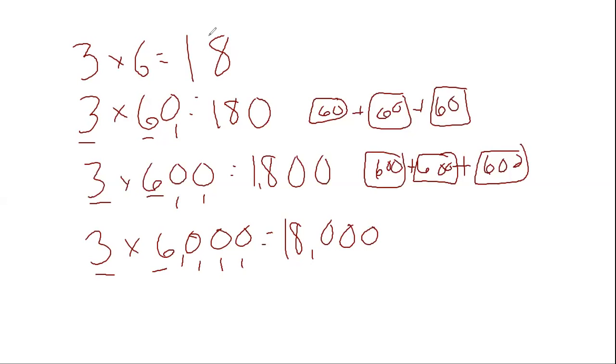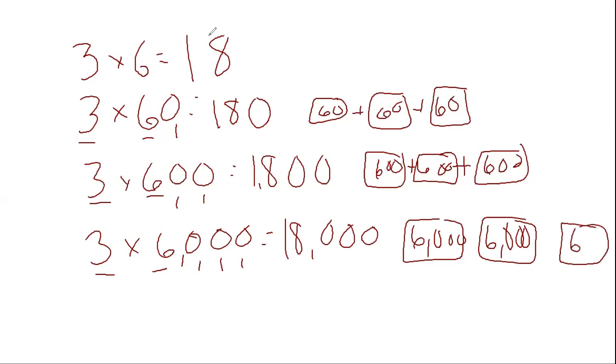Okay, so the same as adding 6,000 3 times. 6,000 plus 6,000 plus 6,000 equals 18,000. Okay, so think of each 600 is 10 times bigger than 60. 60 is 10 times bigger than 6. Okay, so it's going up 10 each time. Let's look at another example and I'll see if I can explain it possibly a different way.